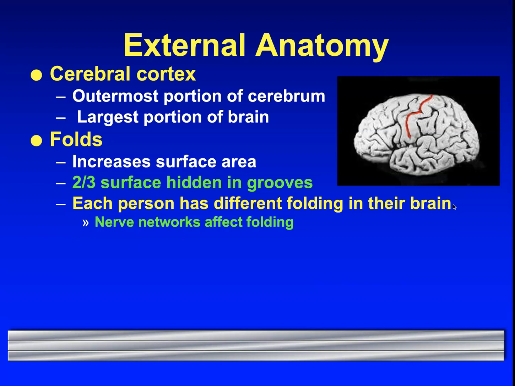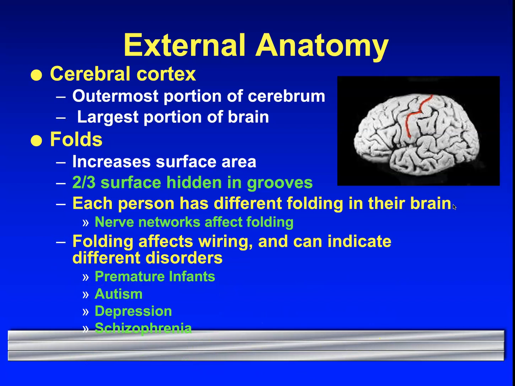But we have seen some differences. Premature infants, because the folding begins during the fetal period at about 6 months or so. So when you're a premature infant, there's not as much folding in the brain. And the brain actually is a little smaller than full-term newborns. Autism has increased folding compared to neurotypical. And so there's increased surface area and bigger brains.